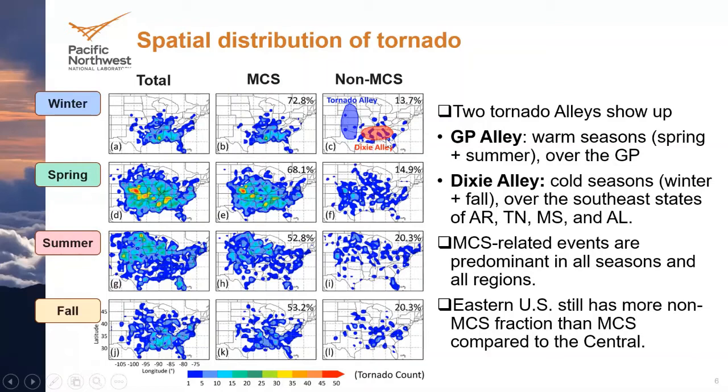One is the traditional tornado alley, the other is the Dixie alley. The tornado alley dominates the spring and summer, whereas the Dixie alley is more prominent in winter and fall. Regarding the MCS versus non-MCS component, MCS-related events are dominant in all seasons and all regions. However, the eastern part still has a higher non-MCS fraction than the central.